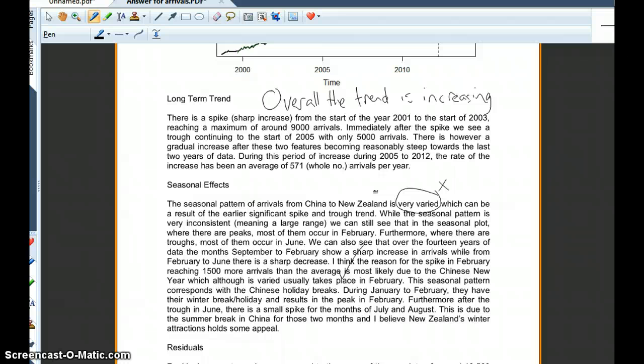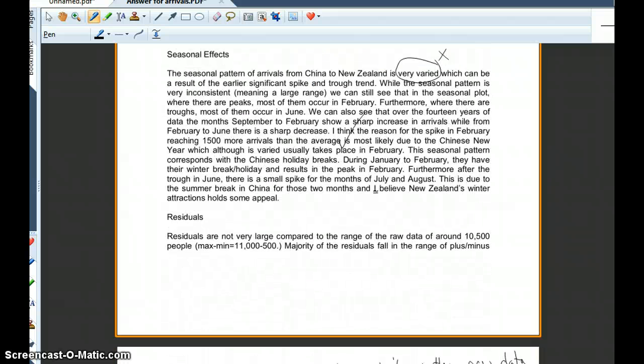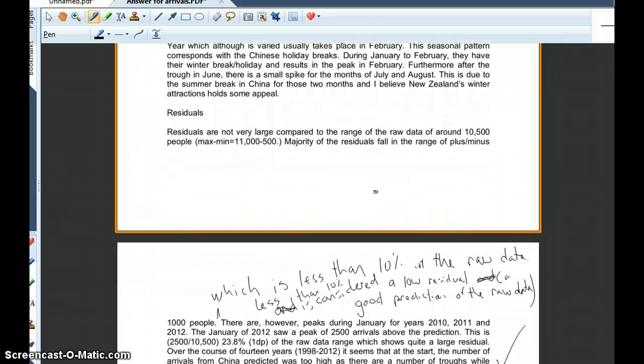I think the reason for the spike in February reaching 1,500 more arrivals than average is most likely due to the Chinese New Year, which, although varied, usually takes place in February. I really like that comment. Particularly that bit, reaching 1,500 more arrivals than average, because that 0 line is the average. Okay? That's seasonal effects. Now, residuals.